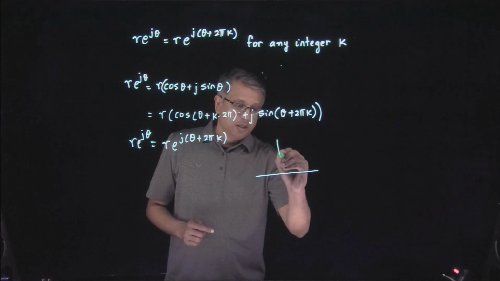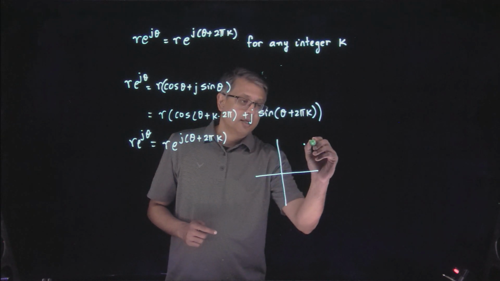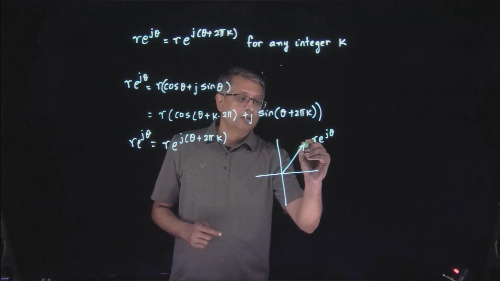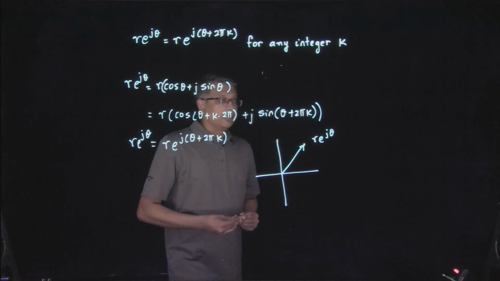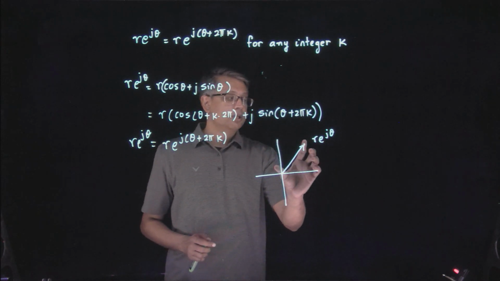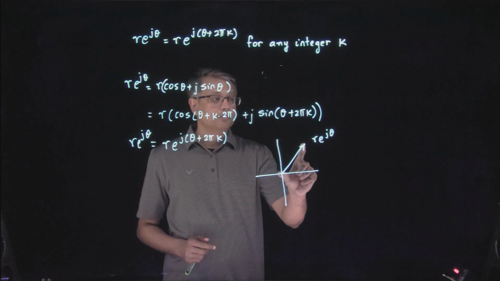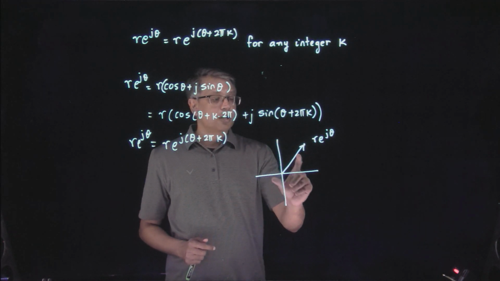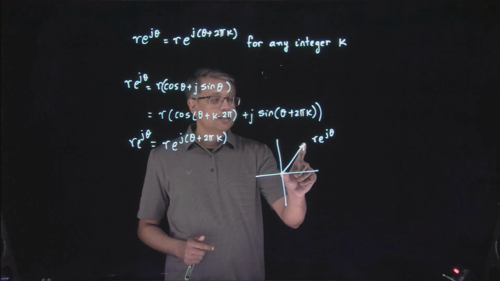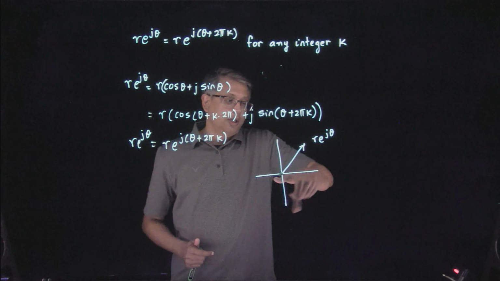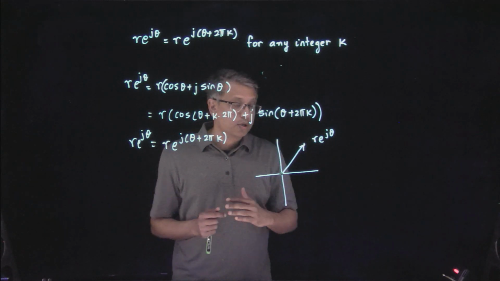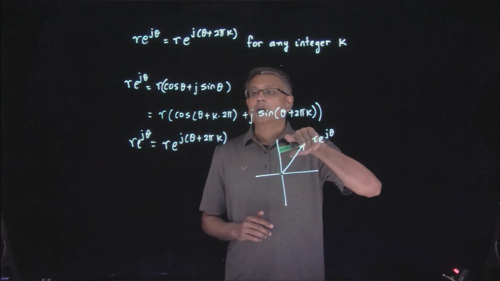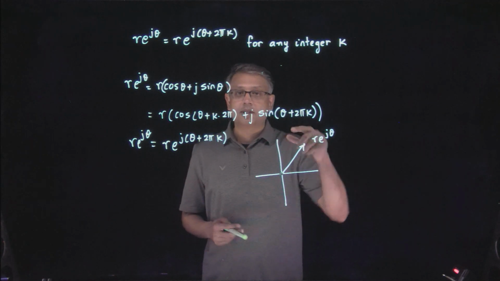And another way to think about this is, we've already said that r times e to the j theta is a complex number that can be represented on a two-dimensional plane like this. So it's a complex number which corresponds to a vector. What does adding an angle of 2 pi to this complex number do? What that does is that it takes this complex number and rotates it by 2 pi more, right? And what happens when you rotate a vector by 2 pi more radians? Well, it comes back to the same point.